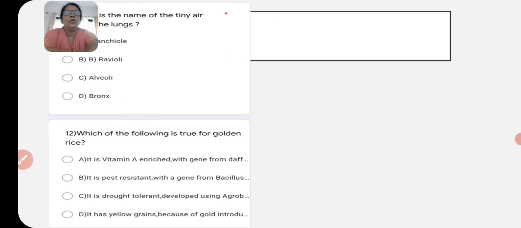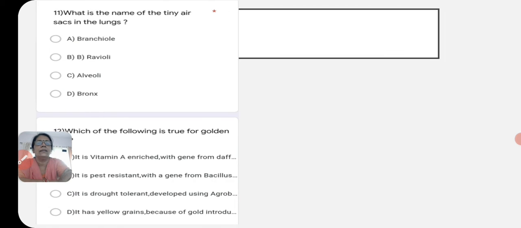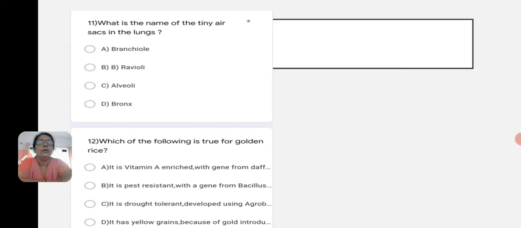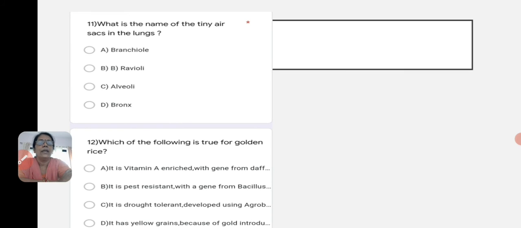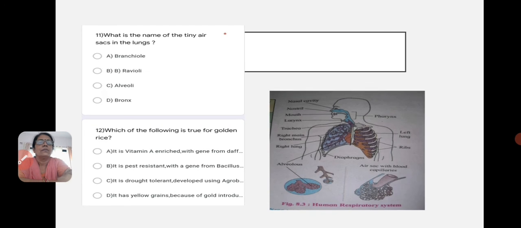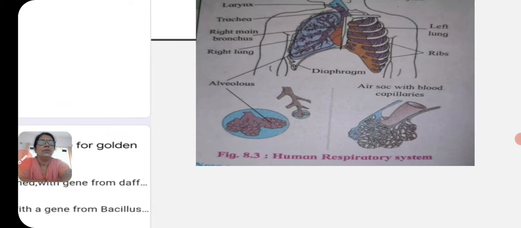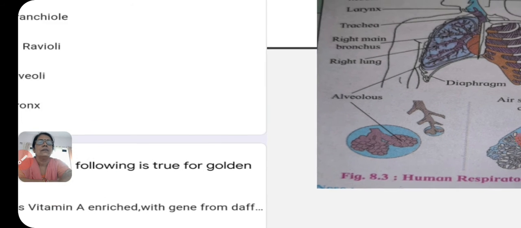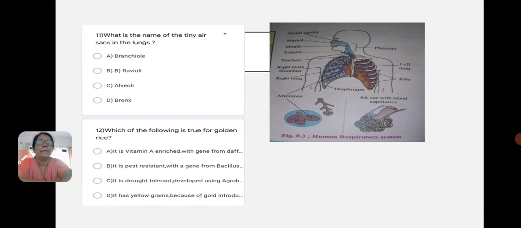What is the name of the tiny sacs in the lungs? The options are bronchiole, ravioli, alveoli, bronchi. So these are the alveoli. These are the tiny sacs present in the lungs, and your answer is alveoli.